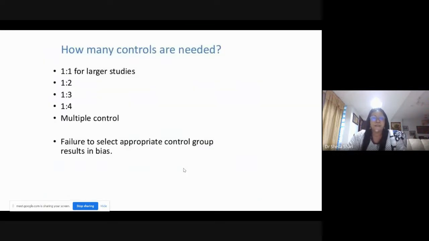Okay. So how many control groups? You can use 1 to 1, you can use 1 to 2, you can use 1 to 3, you can use 1 to 4, or you can have multiple, no problem.